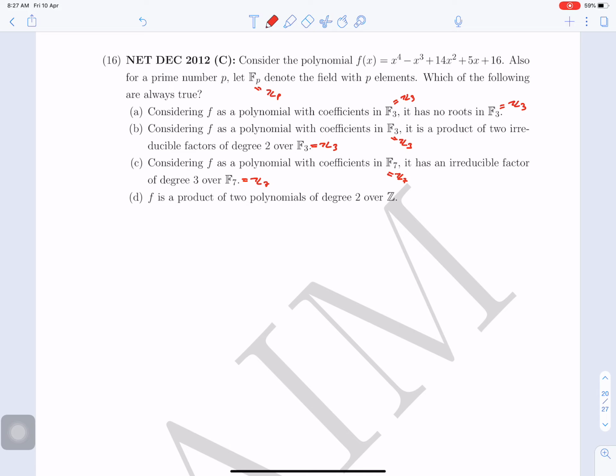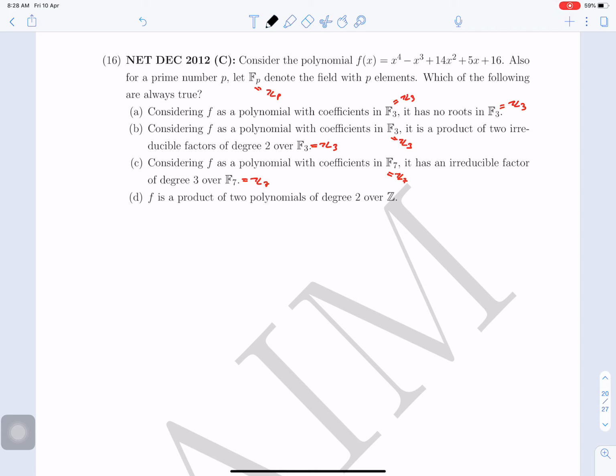Okay, so here f(x) is a polynomial of degree 4 and they are asking about the roots of the polynomial in Z3, whether it can be written as a product of two irreducible polynomials of degree 2 over Z3 or not, and similarly for Z7, an irreducible factor of odd degree 3 or not, and f is a product of polynomials of degree 2 over Z or not.